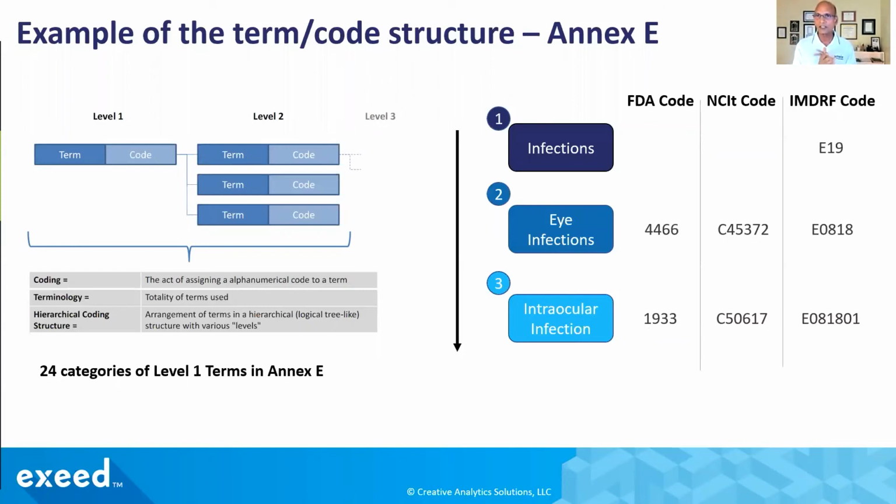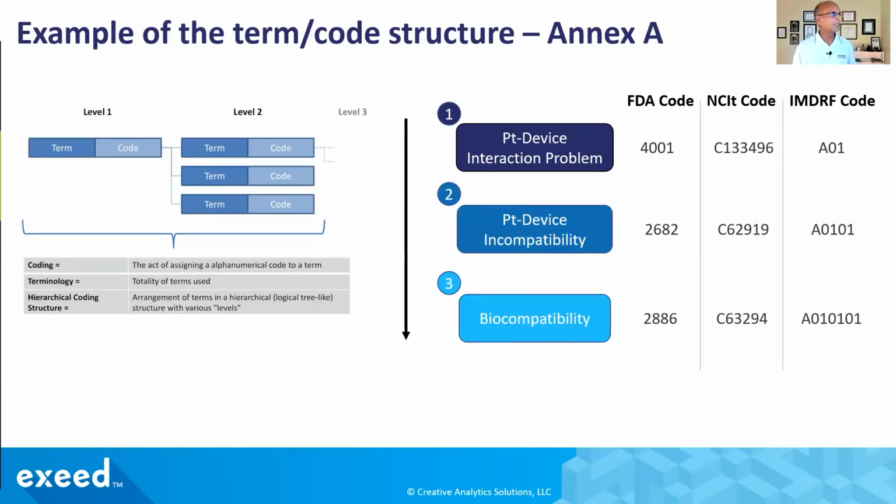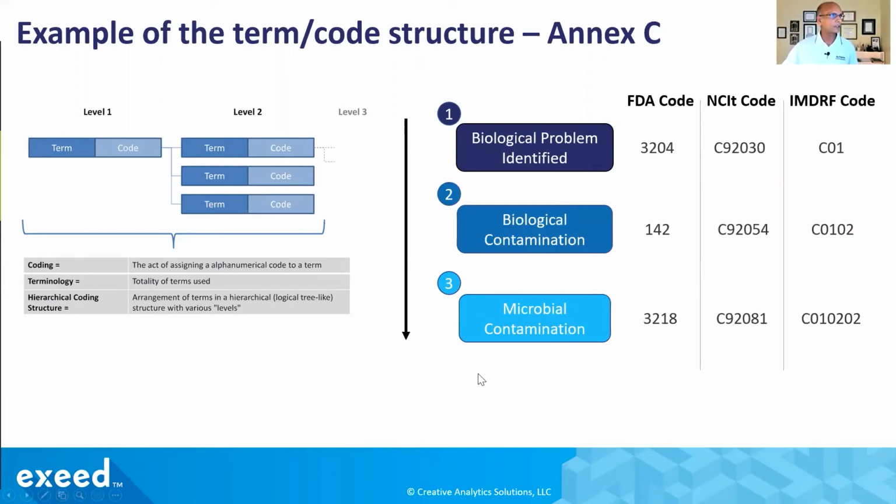Make sense so far? Right? Same thing applies to Annex A, which is device problem code. I just picked up patient device interaction problem. We find that sometimes there are codes. Now, this is high level. We don't know specifically what happened. Now, there could be incompatibility, and part of the incompatibility could be a biocompatibility problem. So you can dig deeper, and the deeper you go, the more useful this data would be for you. And that's the whole purpose.